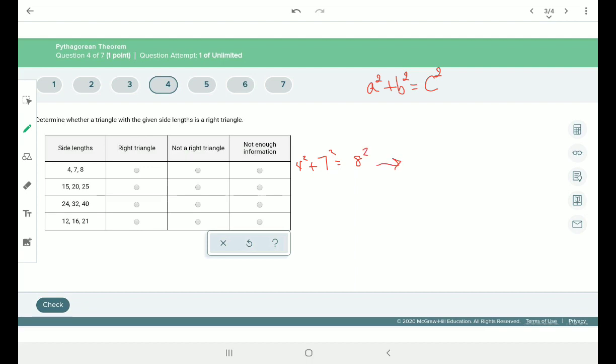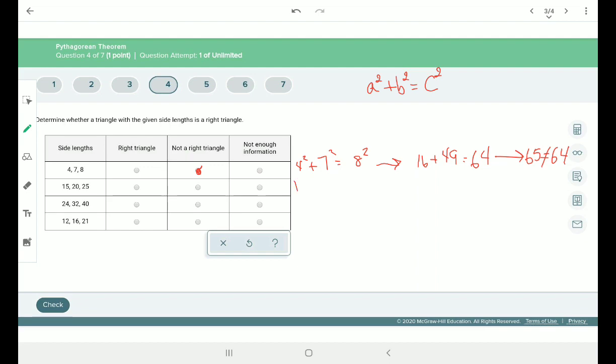So if I keep going, if I figure this out, well, 4 squared is 16, 7 squared is 49, and 8 squared is 64. And if I do 16 plus 49, you will get 65, which is not equal to 64, so that is not a right triangle. So for that one, that would be not a right triangle. Okay, and I would keep going, okay?